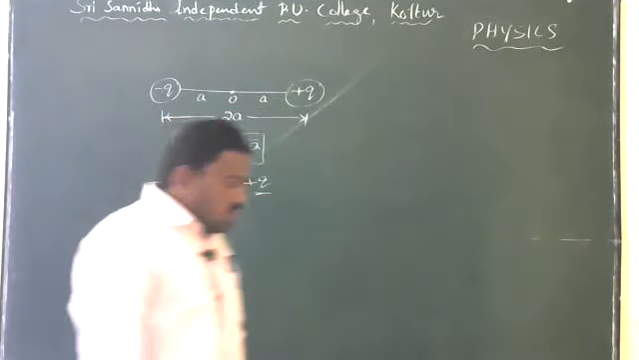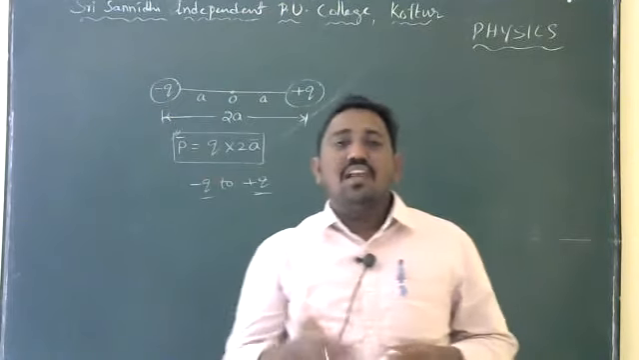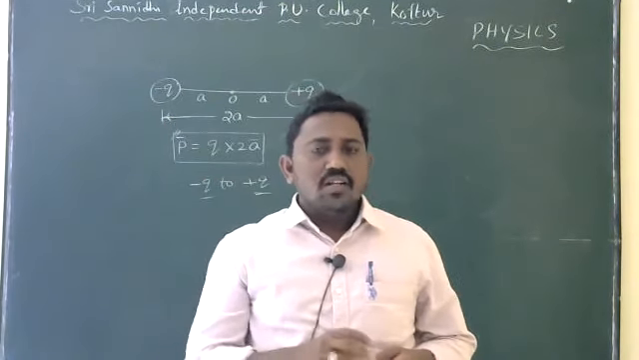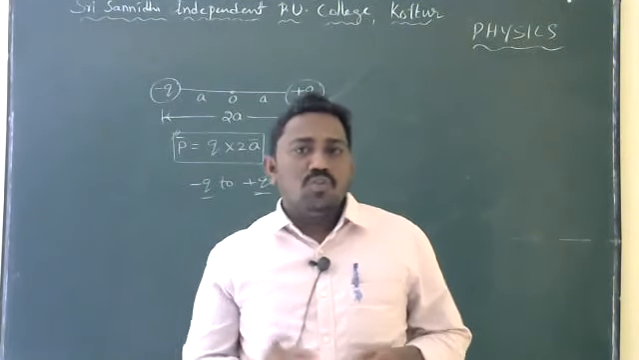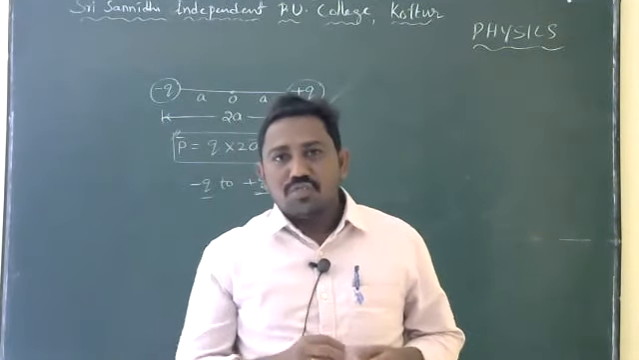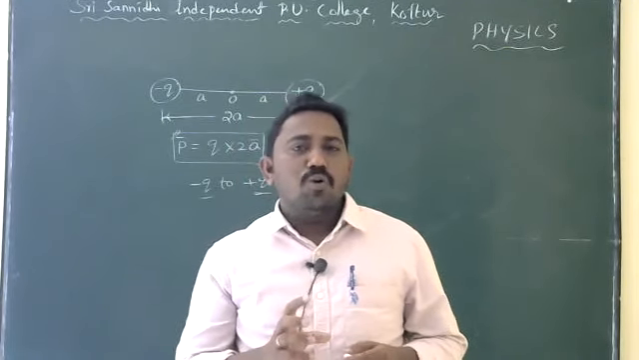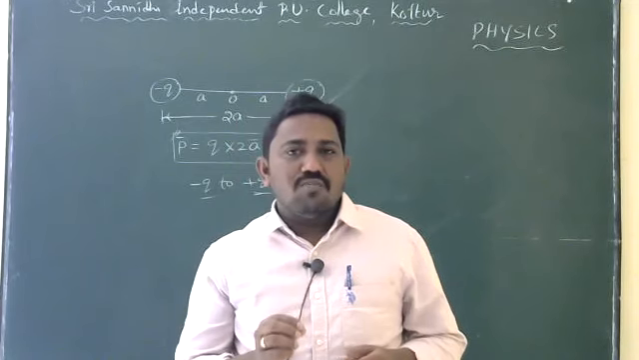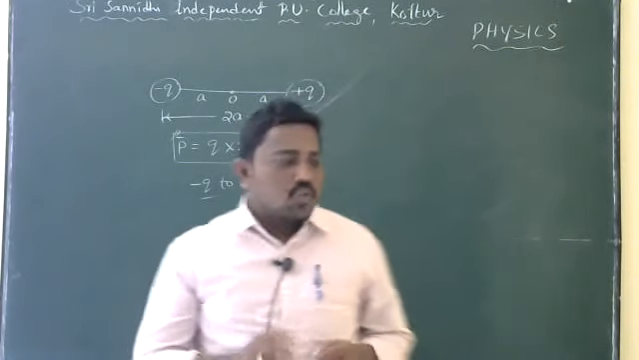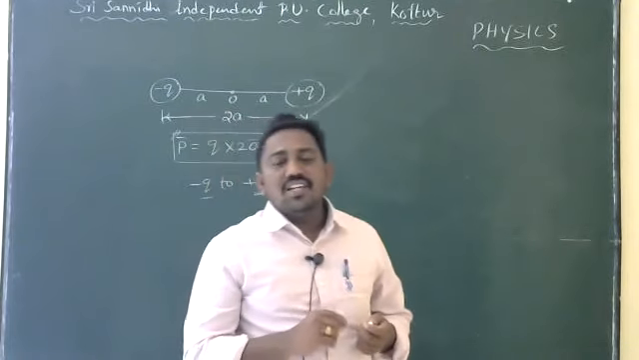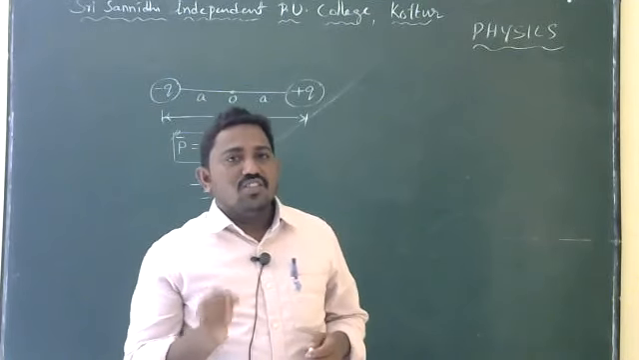Now, in the electric dipole we work on two types: one is the axial line and the other is the equatorial line. These two questions are very important in board exams. They are asked as 5 marks questions. Axial line and equatorial line are the two very important questions in this chapter.